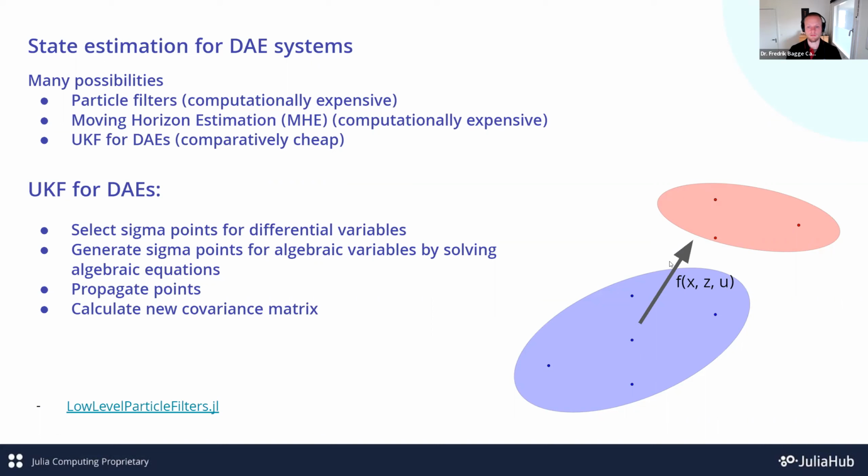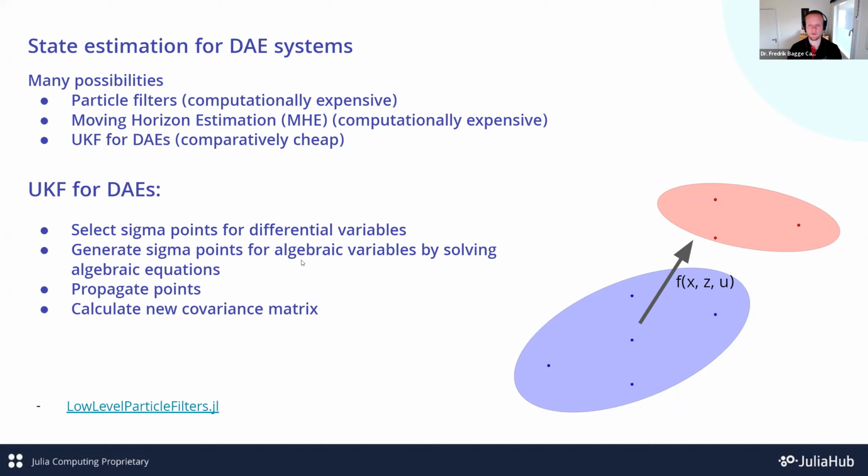So what the UKF does instead is sample this covariance ellipse in a very particular set of points. In the literature, these are called sigma points. So this refers to the samples; you see the blue dots in the covariance ellipse. Once we have generated these sigma points for the differential variables, so for the x variables, we make use of the algebraic equation to generate sigma points also for the z variables, the algebraic variables.